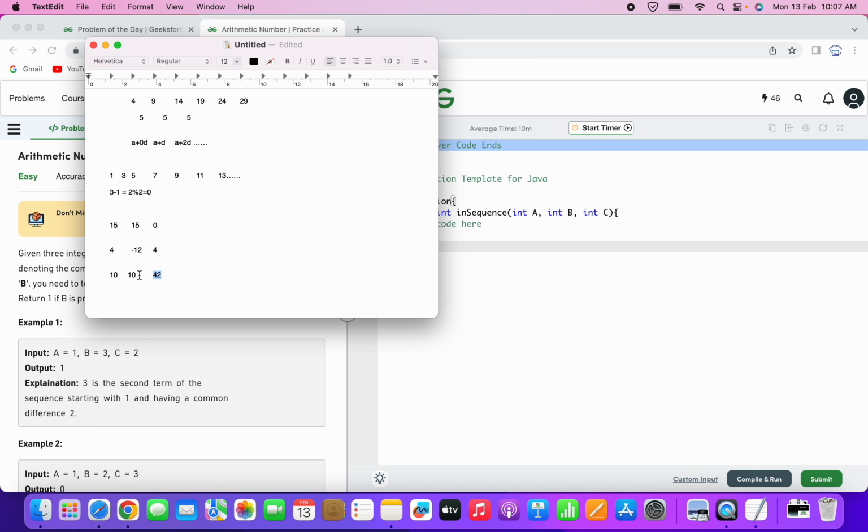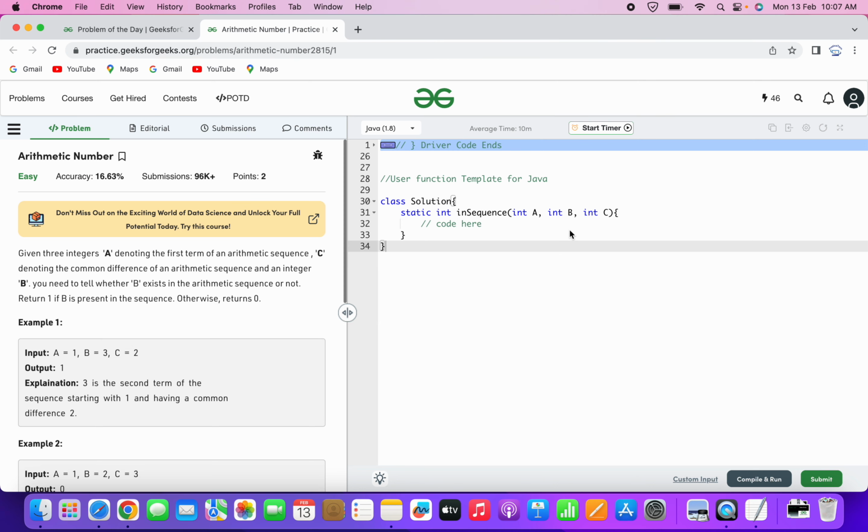So keeping these three special cases in mind, let's try solving this problem. Let's start coding for this. Okay, so here we will go.